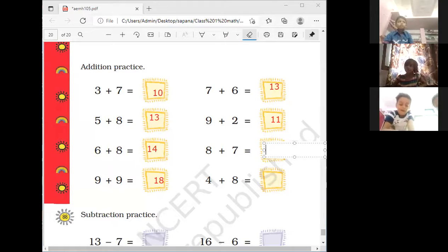I hope all of you understood very well. 8 plus 7 is equal to 15. Now last is 4 plus 8. And who gives me the answer? 4 plus 8.